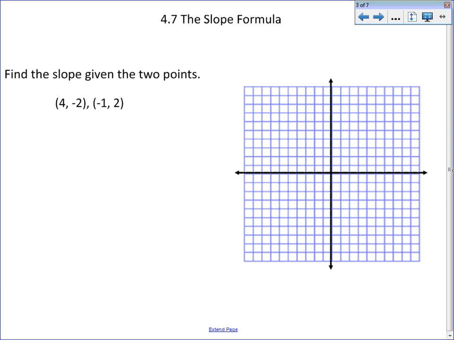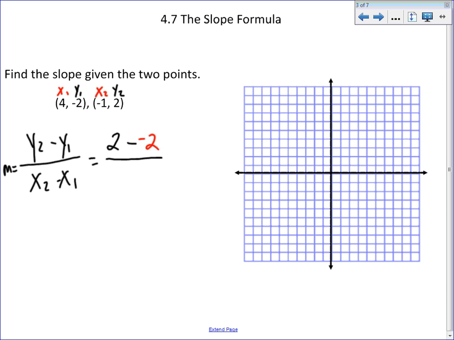So here's one of the points. If we label this as our first x value and this our second x value, and then this one our first y value, and over here our second y value, we're going to use the formula y2 minus y1 over x2 minus x1. Again, that's what equals slope, and we use the letter m to represent slope. Our y2 was 2 minus our y1 was negative 2 over our x2 is negative 1 minus our x1 is 4.